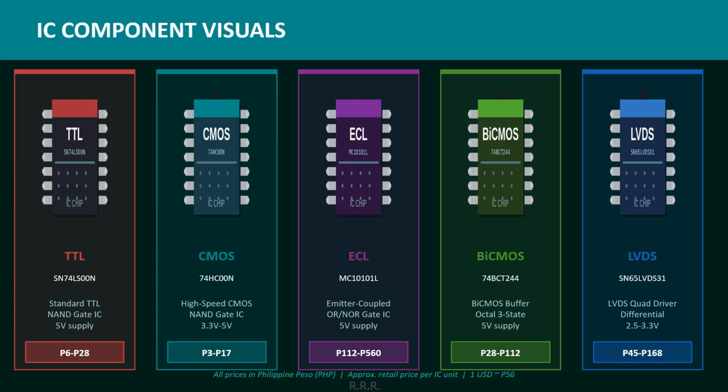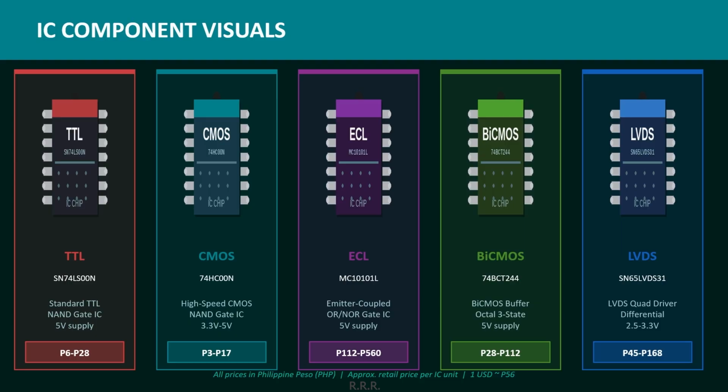The 74BCT244 represents BiCMOS. It is an octal 3-state buffer running on 5 volts, priced between 28 and 112 pesos. It is a capable component and would be considered for specialized high-speed subsystems if needed.